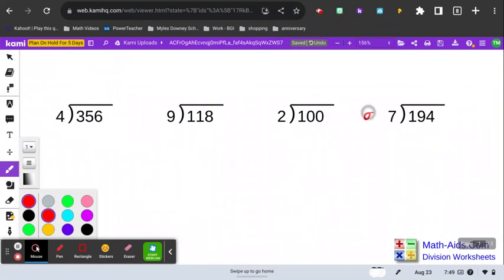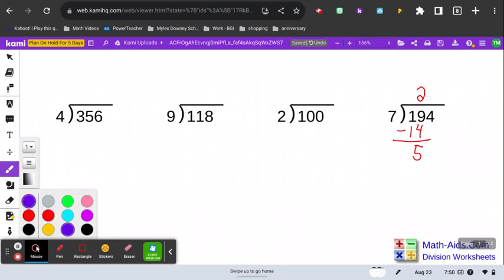So this one down here, 194 divided by 7. So 7 cannot go into 1. I'm going to try to skip the step on this one to see if you can follow along. So I'm skipping 7 into 1. I'm going 7 into 19. So I know 7 times 2 is 14. 7 times 3 is 21. 3 would be too much. I need to do 2. 7 times 2 is 14. Then I subtract those two numbers, 19 minus 14. 19 minus 14 is going to give me 5.